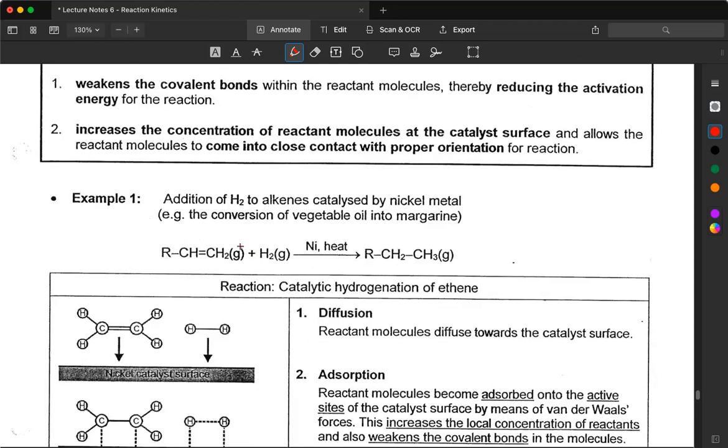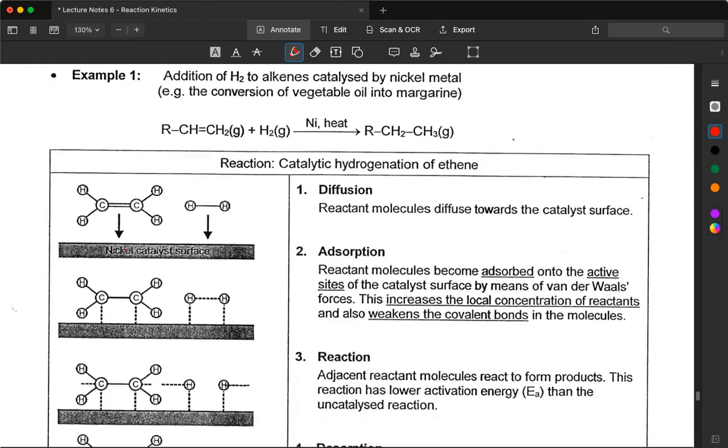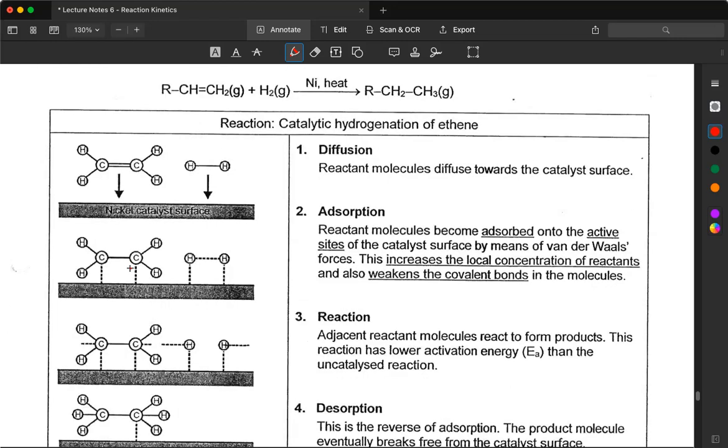So for example, H2 plus alkene forms the compound. So this is the mechanism. First, you have diffusion taking place. The reactant molecules will diffuse towards the catalyst surface, where they are adsorbed onto the active site by van der Waals forces. This increases the local concentration of reactants. Because they come to the surface, you get more and more. And when that happens, it also weakens the covalent bond within the molecule. So you make the EA lower.